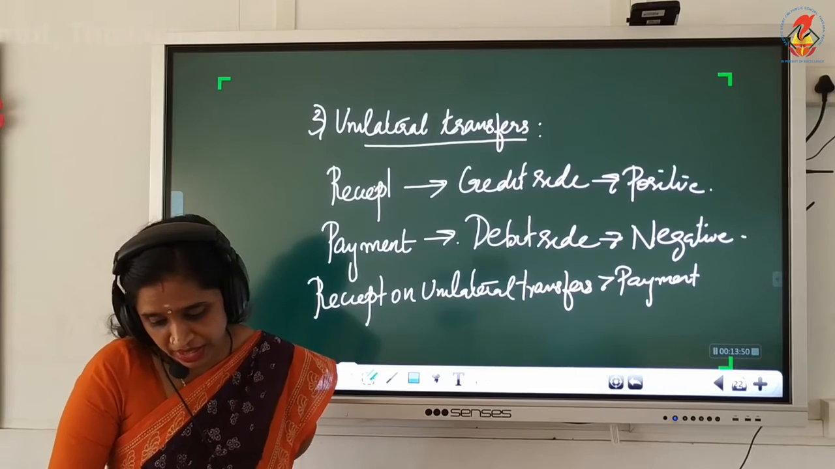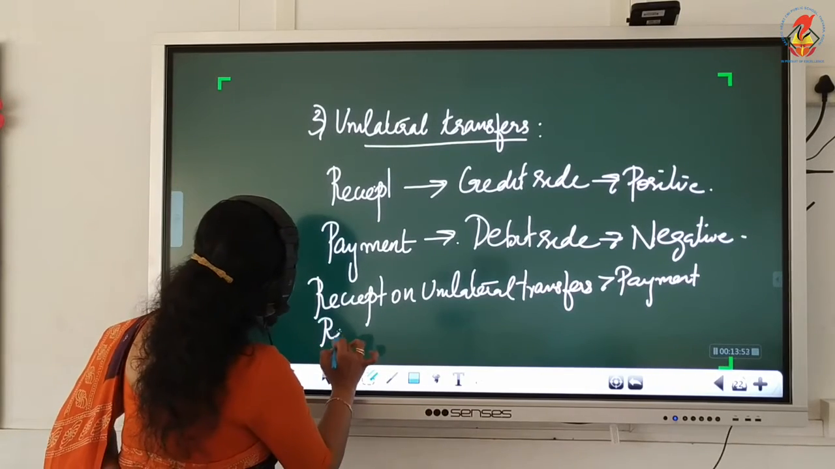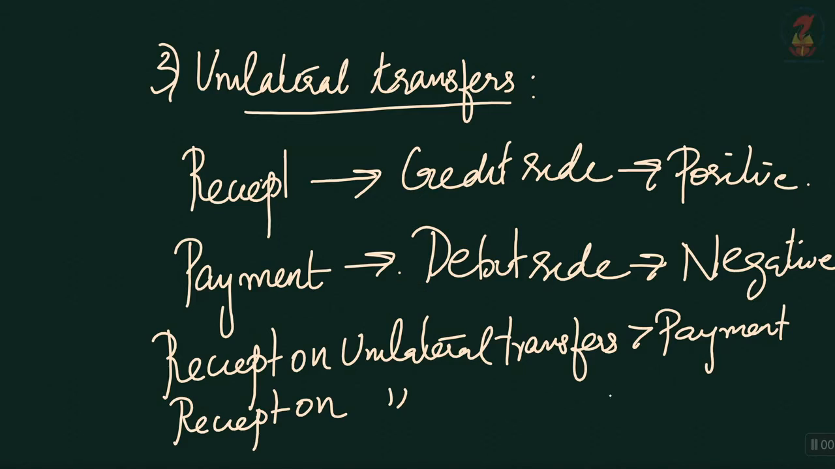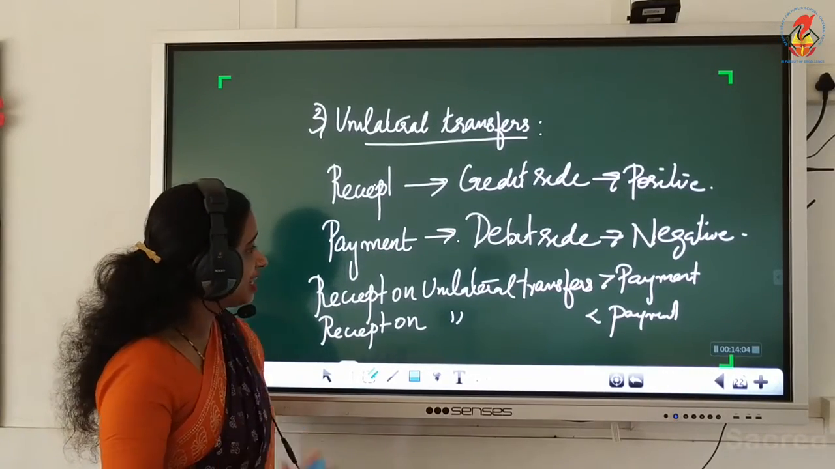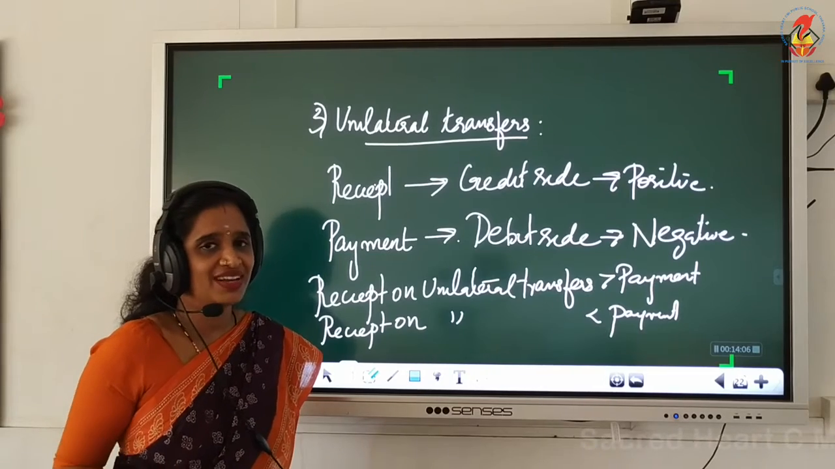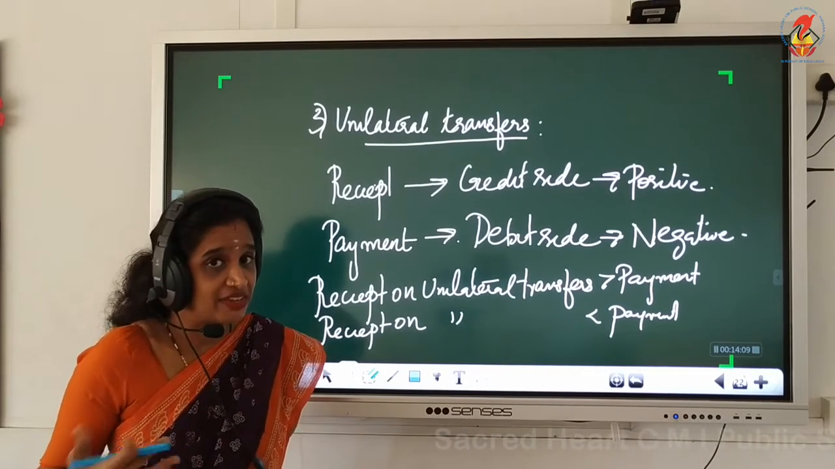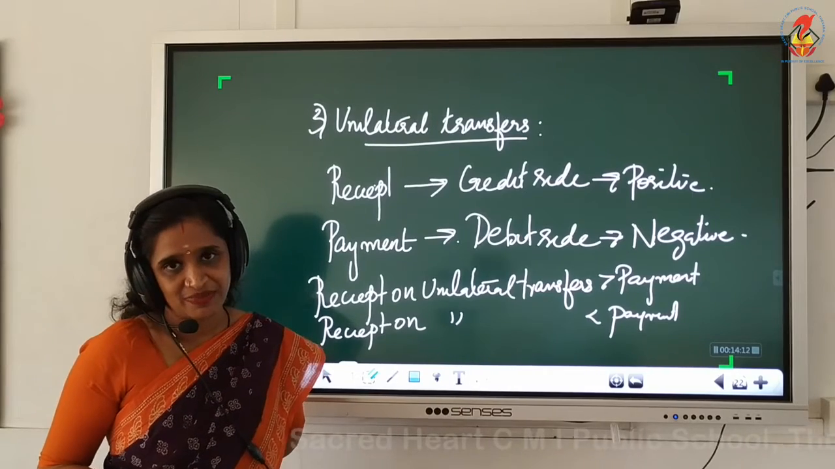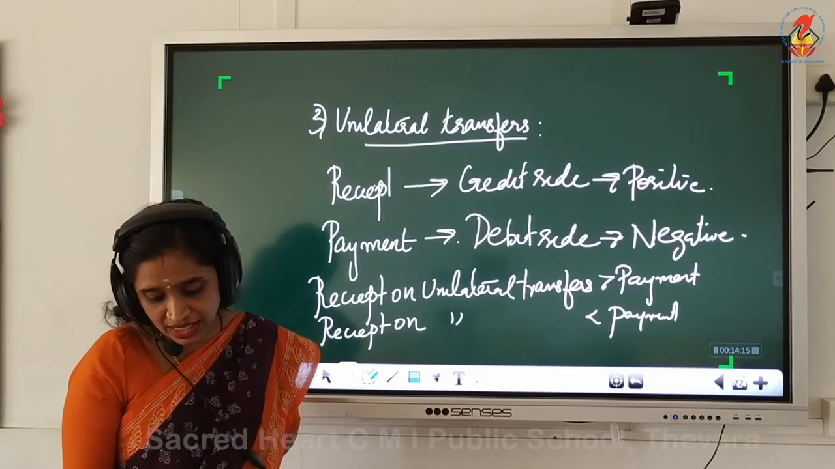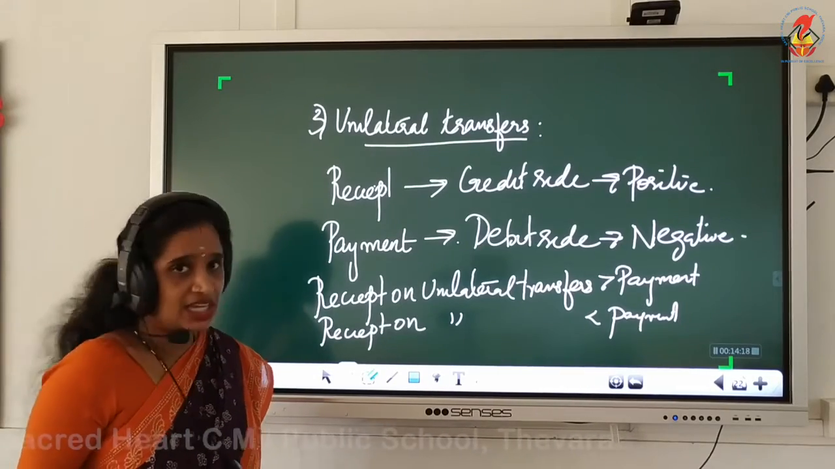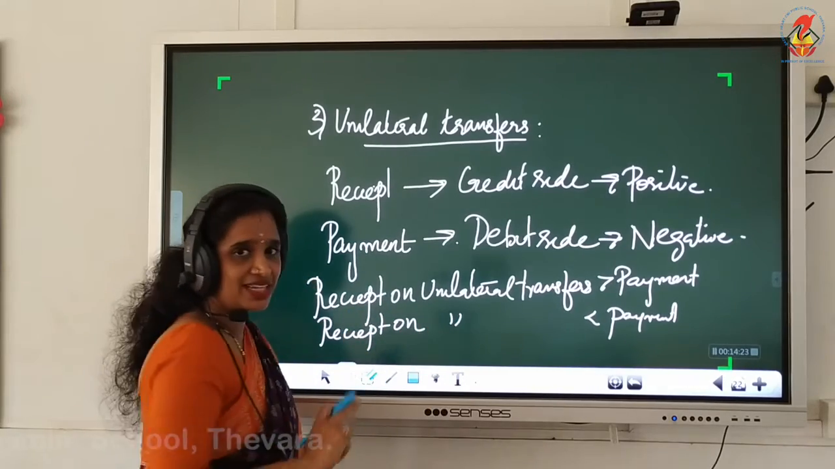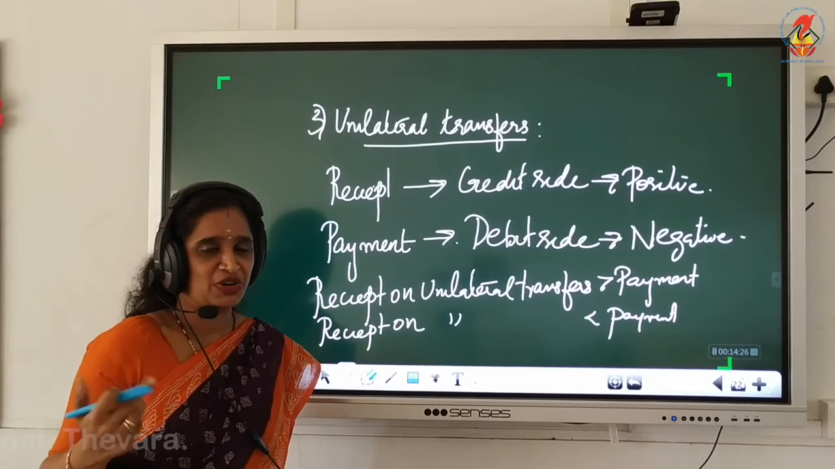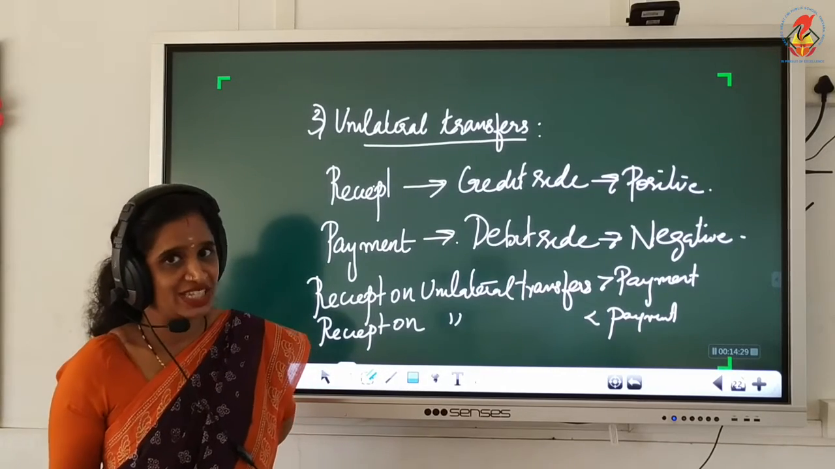Suppose the payment is greater, that means if receipt on unilateral transfer is lesser than payment, what will you experience? There will be deficit. Receipt on the unilateral transfer is lesser. That means whatever we are getting is less. Therefore, we experience a deficit in the unilateral transfers. So, both surplus and deficit you have to be clear with. If it is the surplus, we will be happy. If it is deficit, we will not be happy, because the money is flowing outside, isn't it?